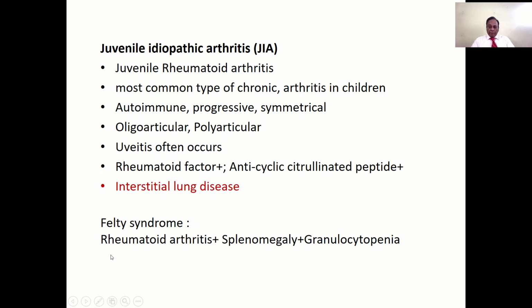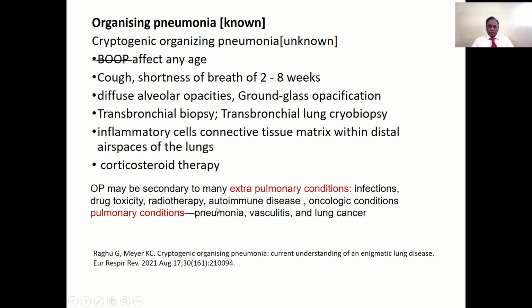And what is Felty syndrome? Most postgraduates are interested in knowing some of the syndromes. The one syndrome connected with juvenile idiopathic arthritis is called Felty syndrome. Here the child typically has the triad of symptoms: rheumatoid arthritis, splenomegaly, and granulocytopenia. I think sometimes this may be asked in the exam also.